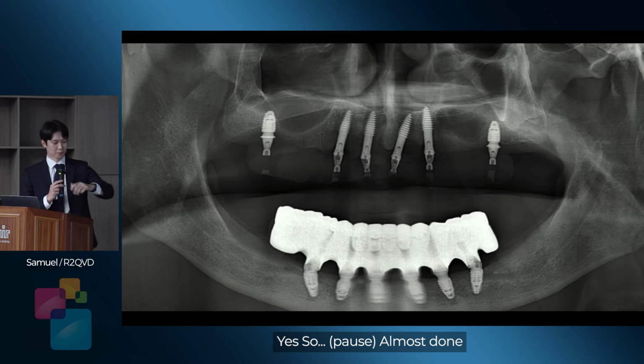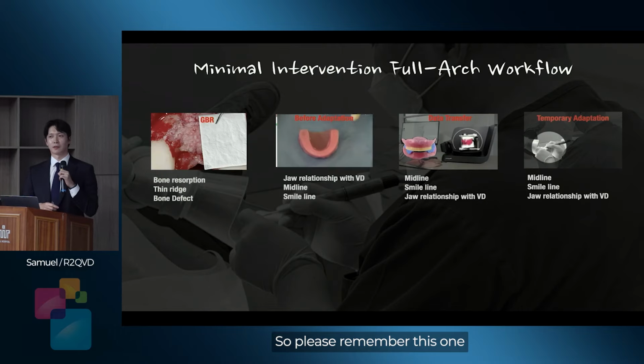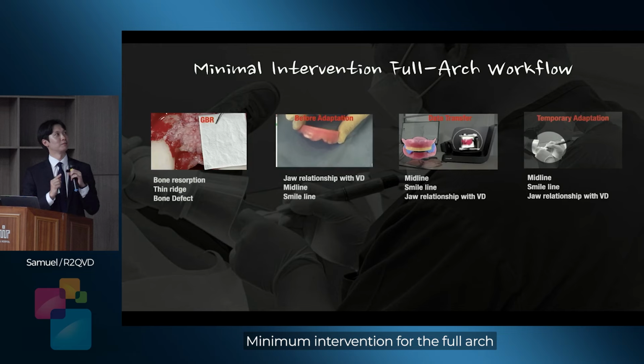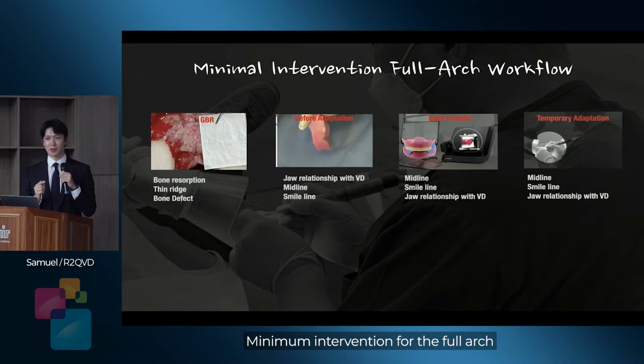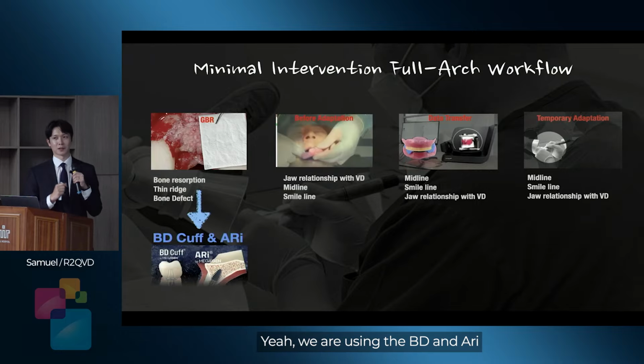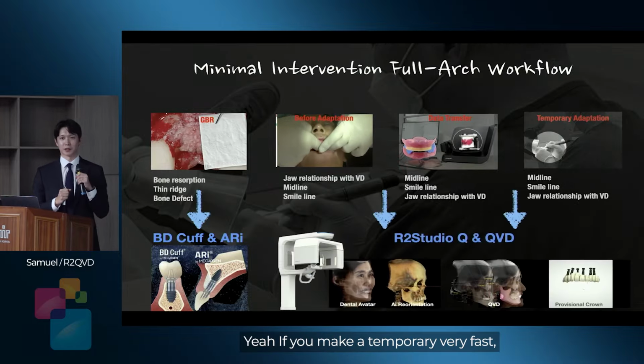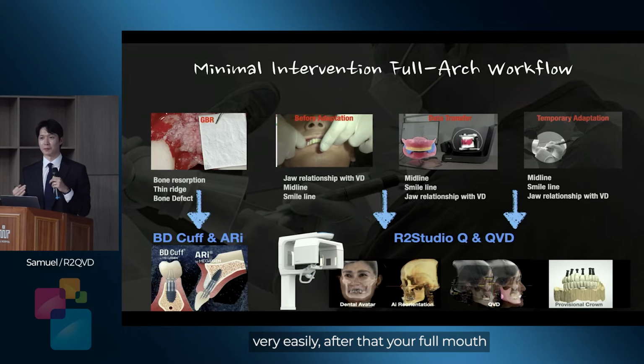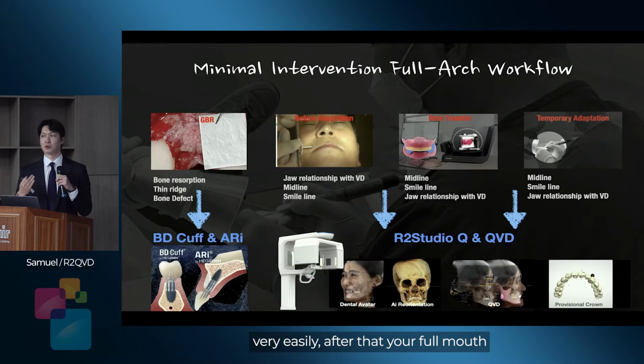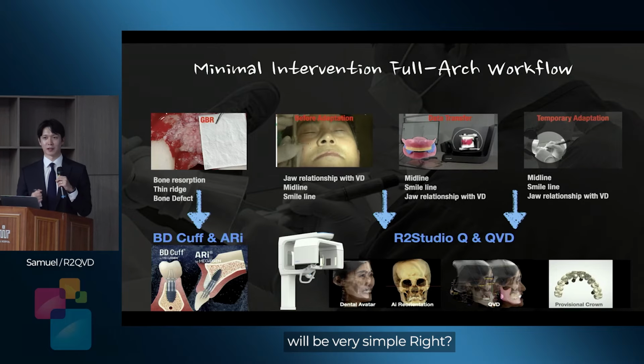Yes, so almost done. So please remember this one, minimum intervention. For the full arch, we are using the BD and RE. Then R2QVD. If you make a temporary very fast, very easily, after that your full mouth will be very simple, right? You guys agree?